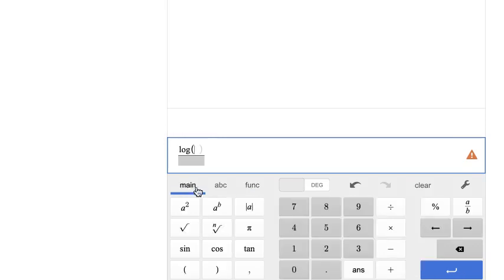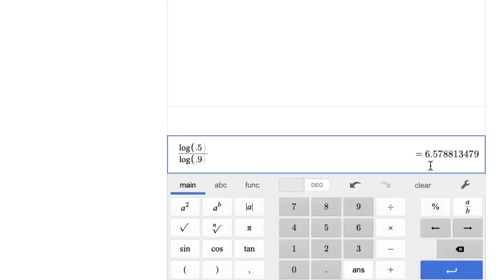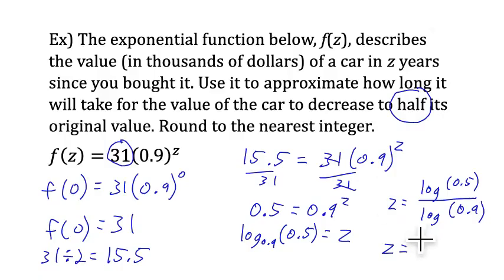All right, so we have log of 0.5 over log of 0.9. And that's equal to about 6.579. The question asked us to round to the nearest integer. So z is equal to about 7. We round that 6 up to a 7 because the number after it is 5 or bigger. All right, so we just figured out that it's going to take about 7 years for the value of our car to be half of what it originally was.